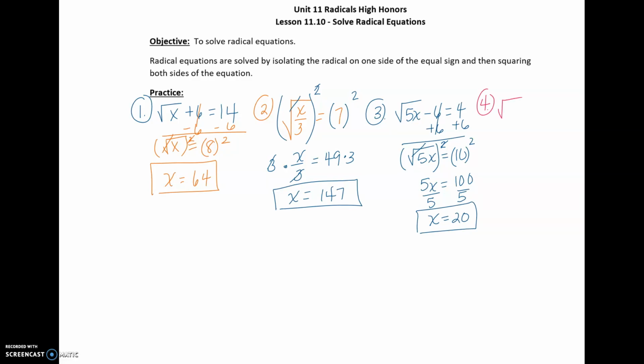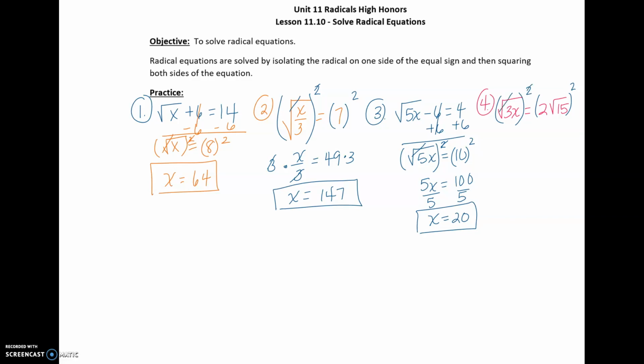Number 4, the square root of 3x equals 2 times the square root of 15. So you'll notice you have a radical on both sides, but the one that you're trying to solve for is the one that has the variable. In this case, it's the one on the left. So since it's just the radical on the left, we're going to square it to get rid of the square root, and we'll square the right side as well.